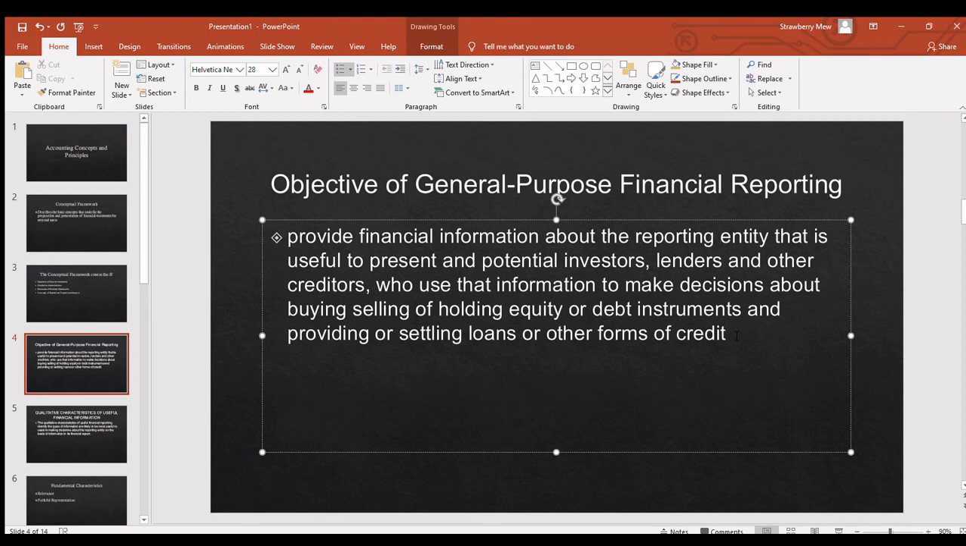And they make decisions using the general purpose financial statements. But this doesn't mean na ito lang ang ginagamit ng mga primary users in making decisions. Right? So they use many information aside from the general purpose financial statements. But yung general purpose financial reporting's goal is to help these users in making decisions.